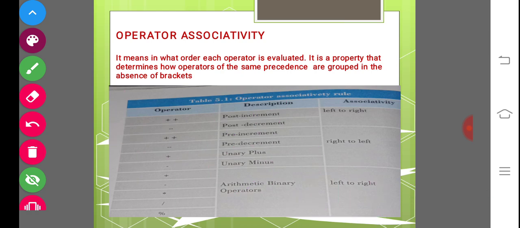Now here we have a table. In this the ++ and --, the postfix increment and decrement operators, have an associativity left to right. Then we have pre-increment and pre-decrement and unary plus minus, they have an associativity right to left. And in the last, arithmetic binary operators, this is very important, they are solved evaluating from left to right.